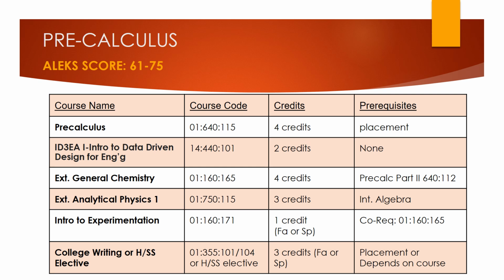And the same with the intro to experimentation. This is Chem Lab, 160-171, but you can take that fall, winter, or spring, so you do not have to take it this semester. You may not want to at this point, just because you do have other credits. This is a conversation you can have during NSO.